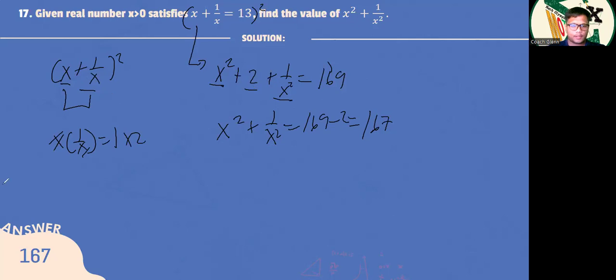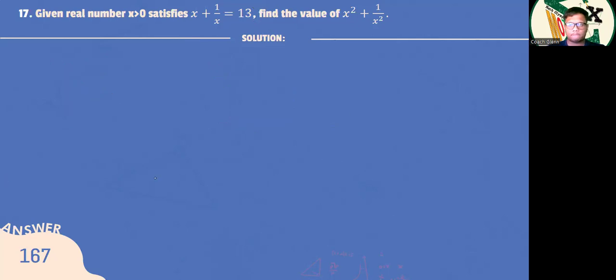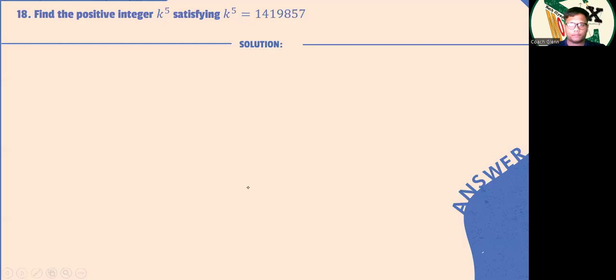Any other questions? No more questions. So let's have number 18. Find the positive integer k satisfying k raised to 5 is equal to 1419857. So the first thing that we have to do here is we know that the unit digit is 7, so that means we're looking for an odd number. Since the unit digit is an odd number, then we're looking for an odd number too. So first, 10 raised to 5 is just 5 zeros and then 1, so that's around 100,000.